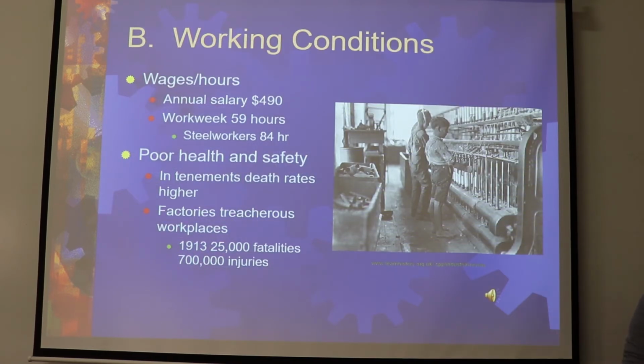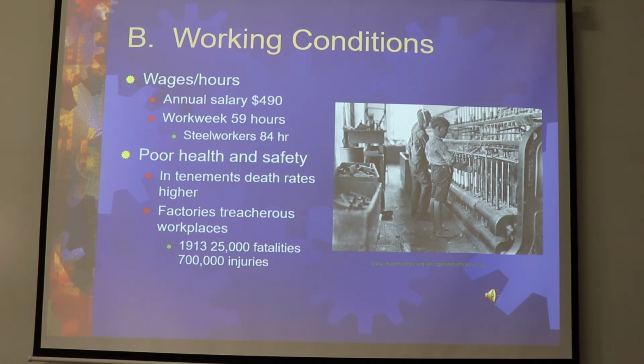Now the working conditions. People made an annual salary, an average of about $490. Your work week was about 59 hours, unless you were a steel worker. If you were a steel worker, you might be putting in 84 hours. And of course, there were poor health and safety conditions both where you lived and where you worked.